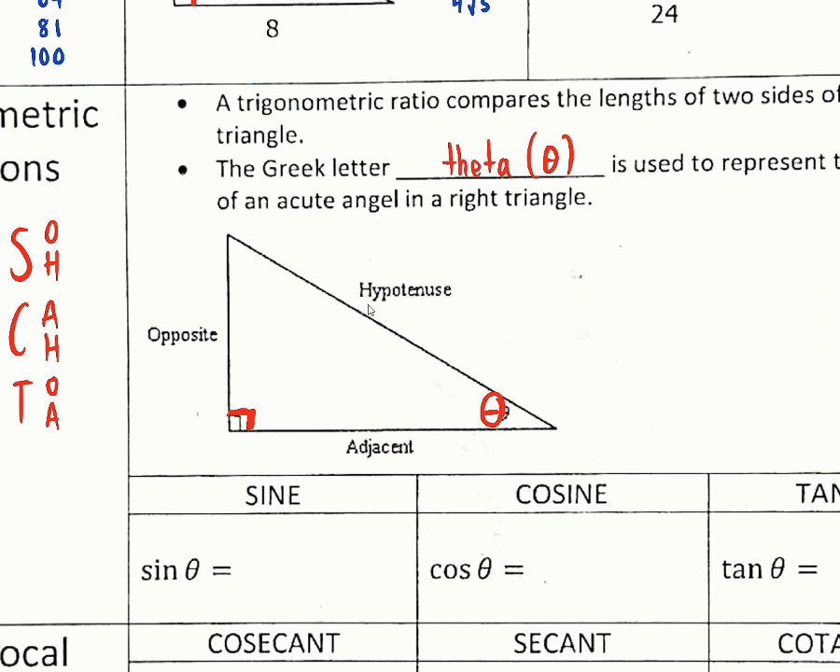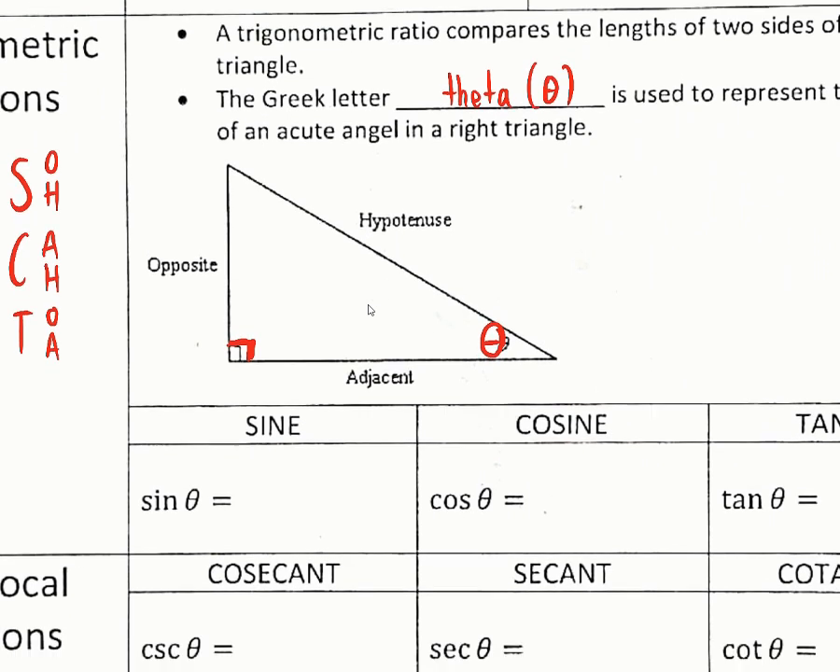But here's how sine works. Sine of that theta angle is the opposite leg over the hypotenuse. SOH. Opposite leg over hypotenuse. Can y'all remember that? So what do you think CAH means? Cosine of that angle is what? A-H. Adjacent. The adjacent leg over the hypotenuse.